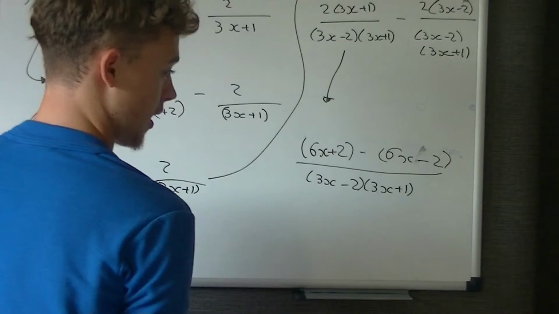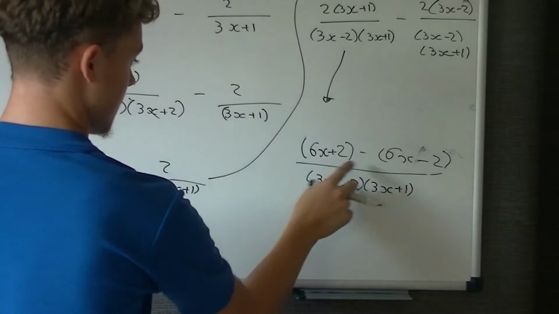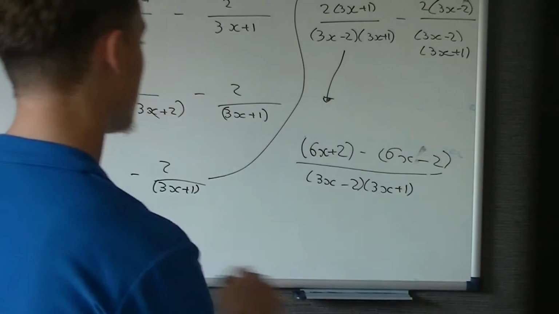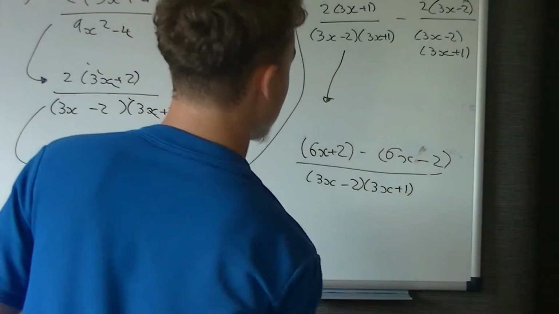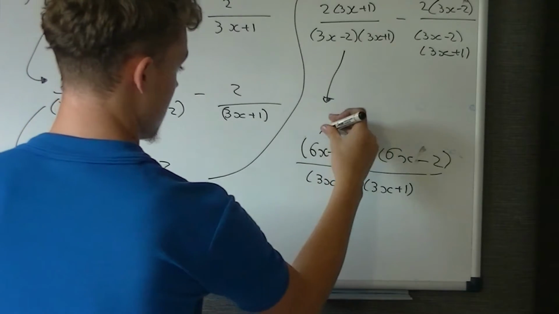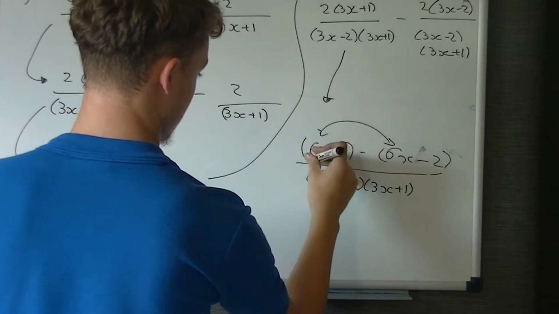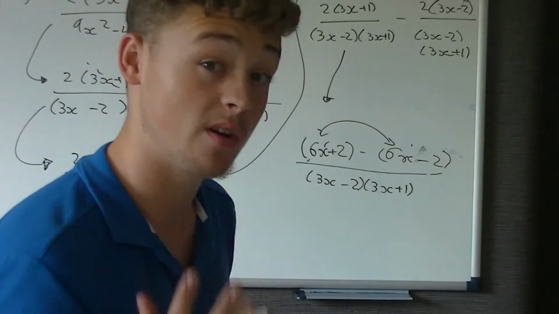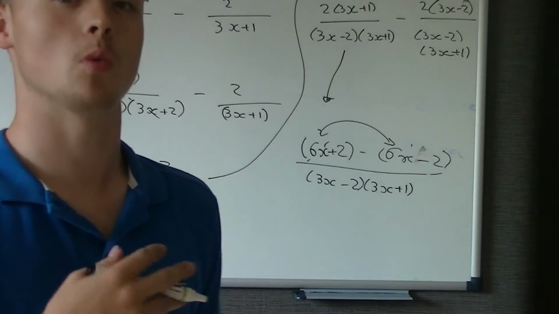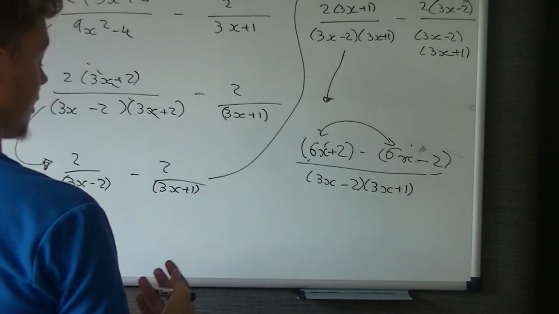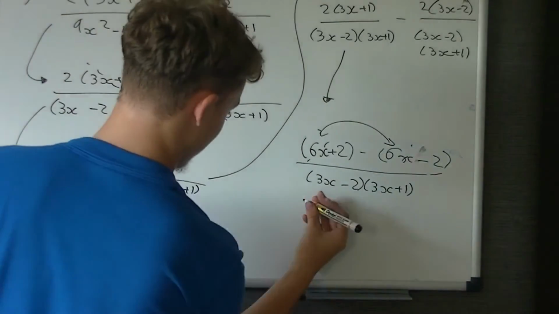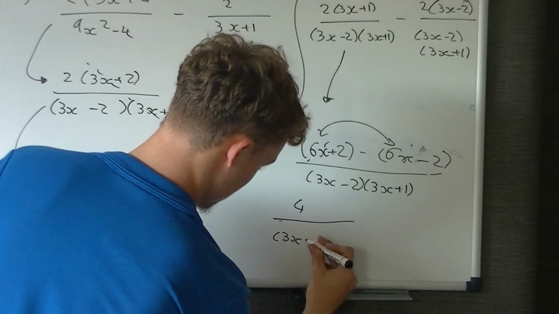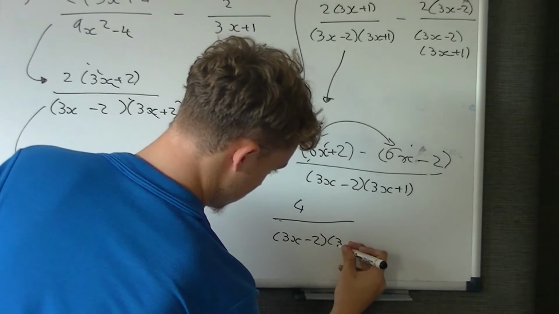Now the reason I put this in a bracket is because what we're doing is 6x plus 2 take away 6x take 2. So we've got a double negative there, so we're adding 2. Basically with 6x, these two cancel out, and then you plus 2. And now it's not 0 on top, that's what most people think. 2 take away minus 2 is actually 2 plus 2 essentially. So it's 4 over 3x take 2, 3x plus 1.